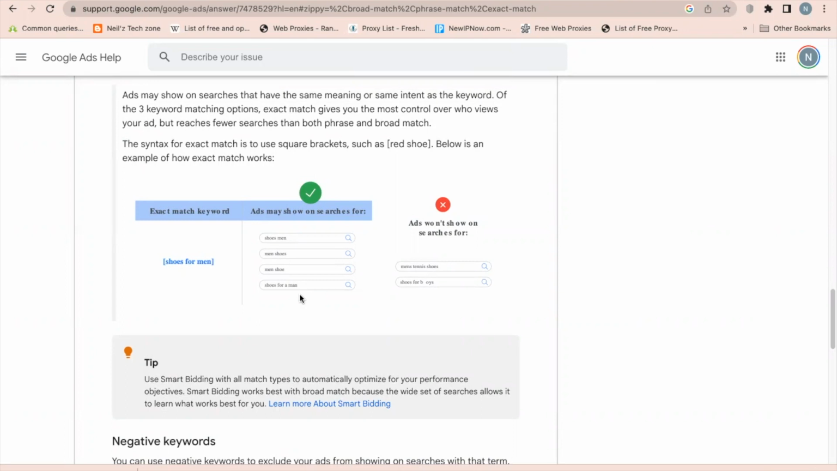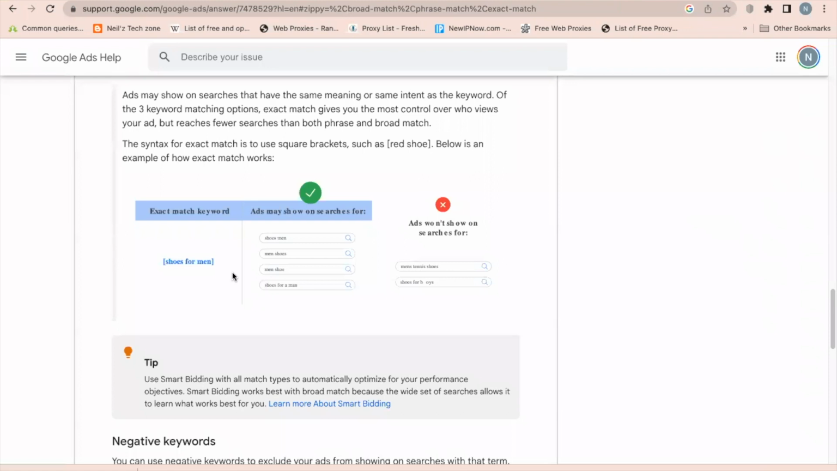That doesn't matter as long as the intent is the same. The keyword and the meaning should be exactly the same. Now see, men's. You see the one with the cross, men tennis shoes. Now this might have triggered for phrase because tennis shoes is coming there. But for exact it will not trigger because it wants exactly these two words only, or a slight variation.